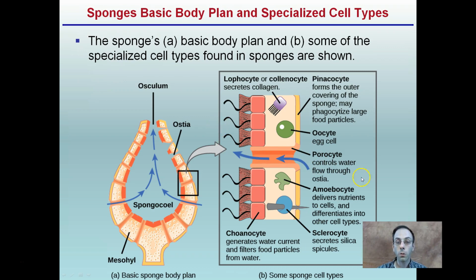I'm not going to go over all the names and the details. I want you to know the basics here. We have our specialized cell types. Even though no tissues are present, they're still taking in water that contains food particles. They're filtering that food out, and ideally the filtered water is exiting out the top. Hopefully this gives you a little bit of an insight into how the simplest of all the animals lives, the basic sponge.